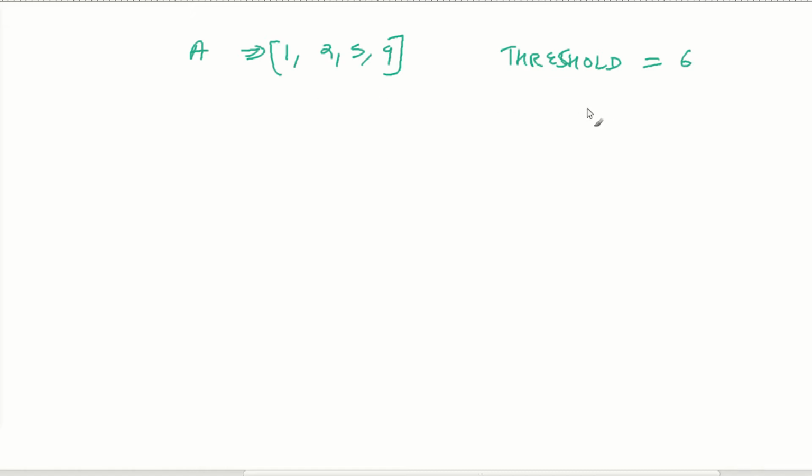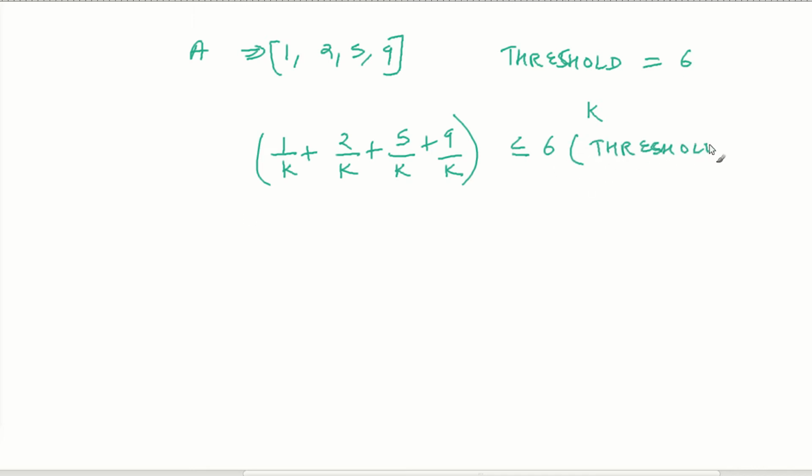So let's say that number is k. So using that number k, we will compute 1 by k plus 2 by k plus 5 by k plus 9 by k. Now what the problem is saying is, find the smallest k such that 1 by k plus 2 by k plus 5 by k plus 9 by k is less than or equal to 6, which is the threshold. So this is the problem.